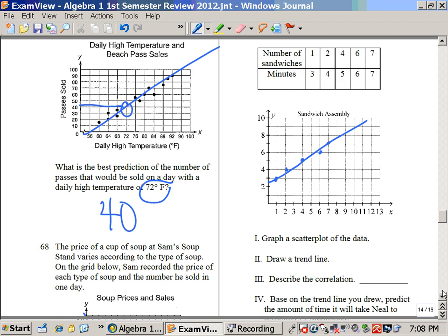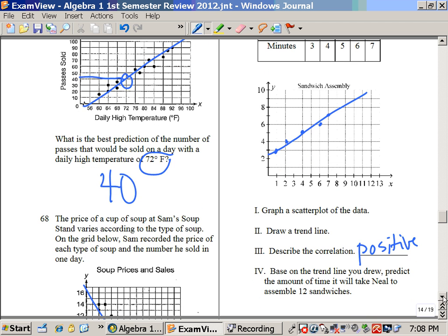The next thing I have to do is describe the correlation. It is positive correlation. And the very last thing I have to do is see how long it would take to make approximately 12 sandwiches. So I'd take 12, read up, and it looks like about here would be 10 minutes, approximately 10 minutes.